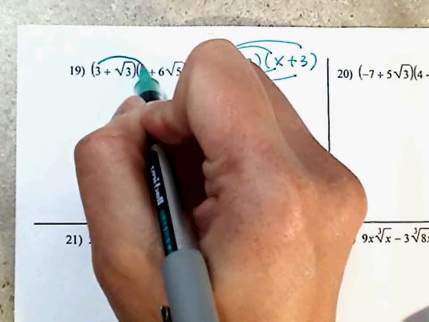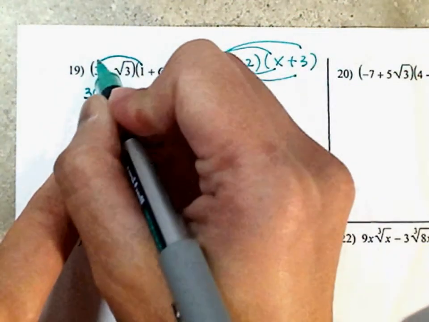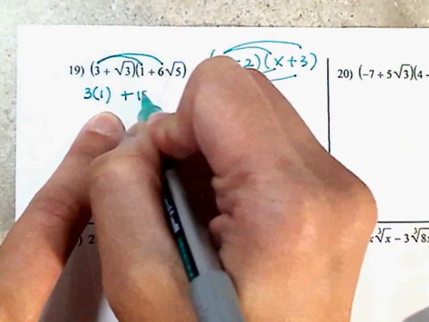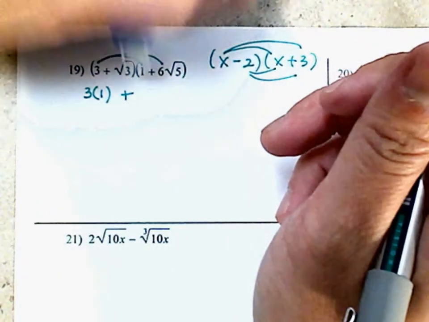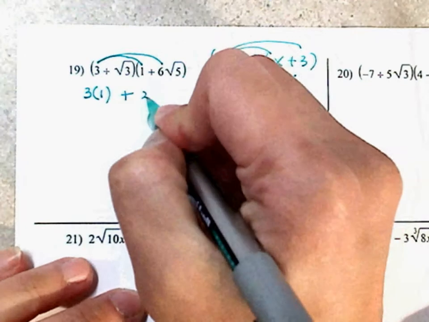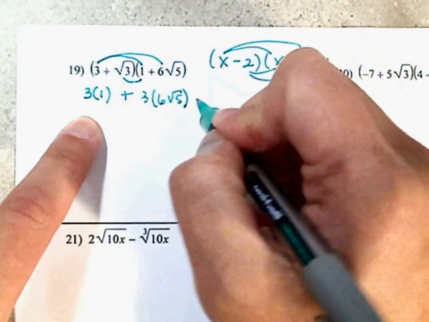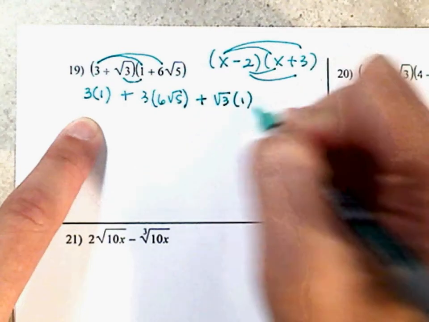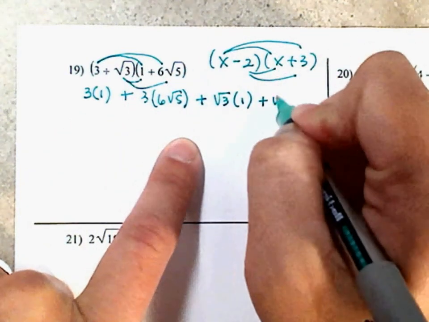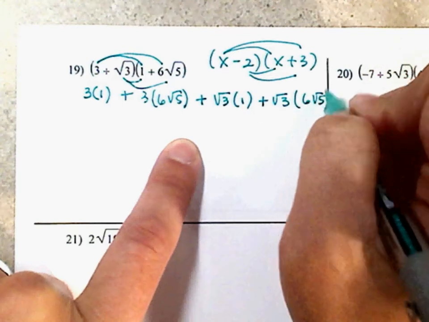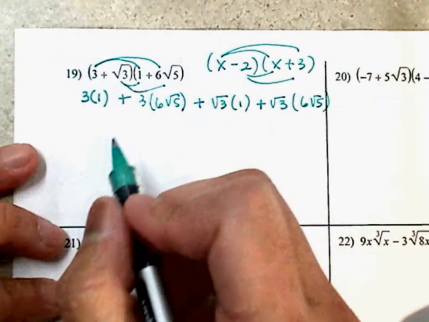So, 3 times 1, okay? That's where I'm getting all my numbers. And then 3 times 6 is 18. Let me skip that part. Let me write it for you guys step by step. Here we go. So you're going to take 3 times 6 square root of 5 inside term plus square root of 3 times 1 distribute plus square root of 3 times 6 square root of 5. This step you can skip if you can do your math easily, okay?